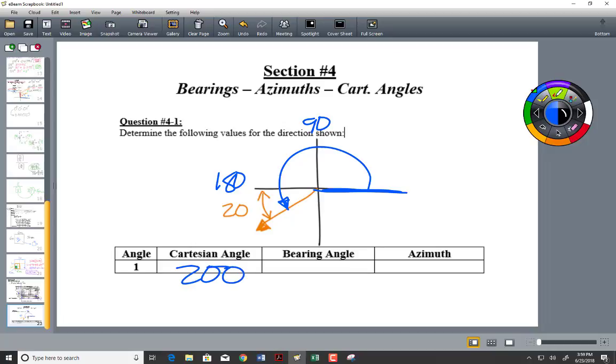My azimuth starts right here at 0. Goes 90, 180, and then this angle right here is going to be what? 70. So 90, 180 plus another 70 is 250. My bearing.